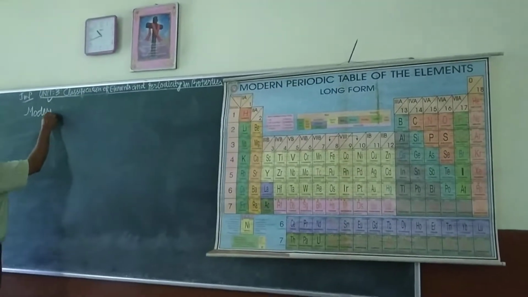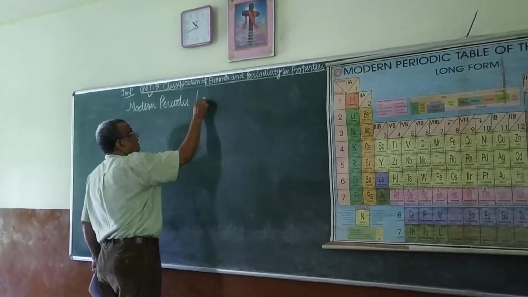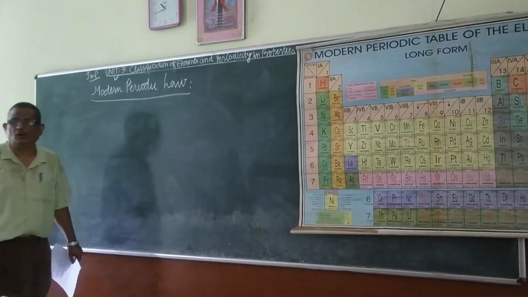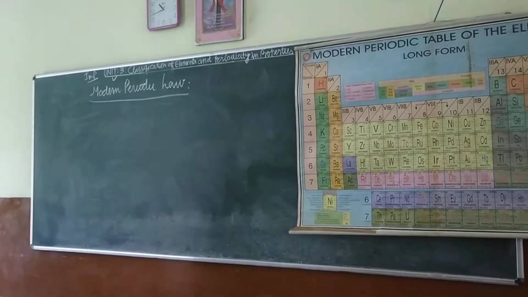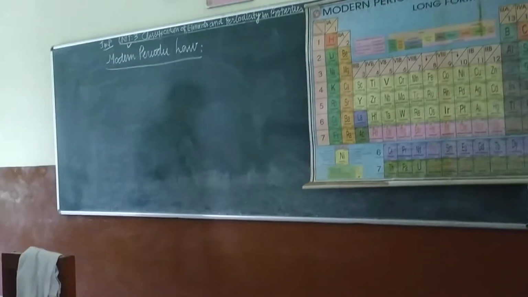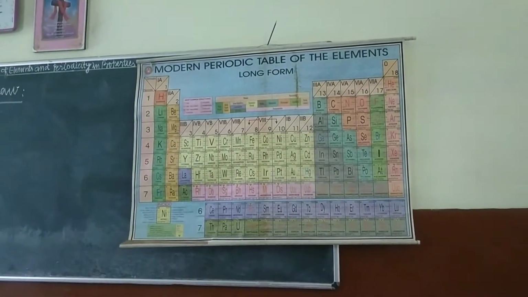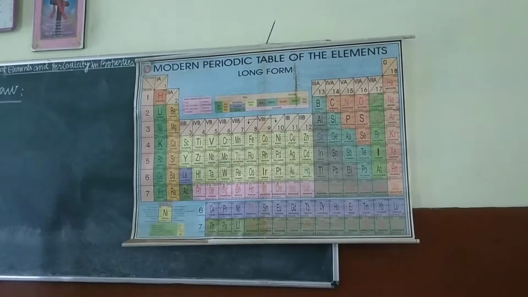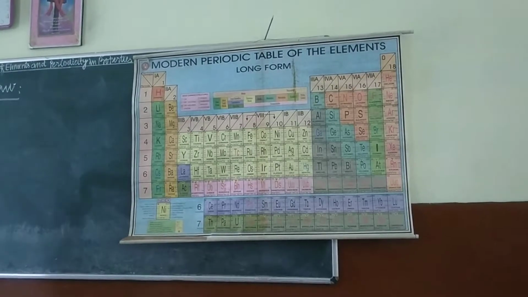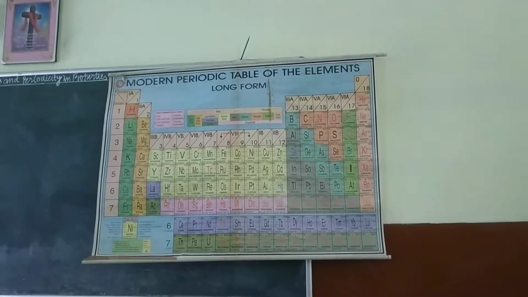Modern periodic law. What is modern periodic law and what does it state? The modern periodic law states that the physical and chemical properties of the elements are periodic functions of their atomic numbers.